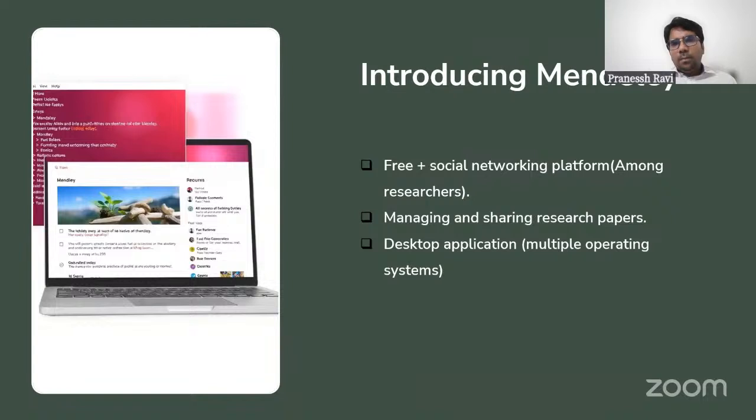Next, coming to Mendeley. Mendeley is more of a reference manager and also a social networking platform where you can manage and share research papers. You can collaborate with researchers. It's more like a social media platform, and it also has a desktop application. And the advantage is the support system is robust, the updating is robust, and it works on all platforms, even Linux.